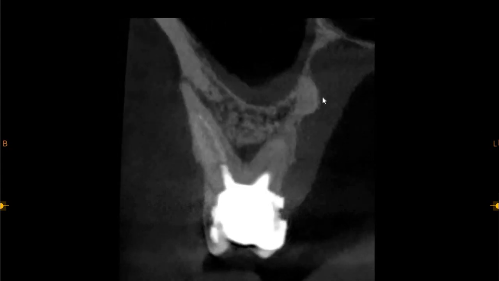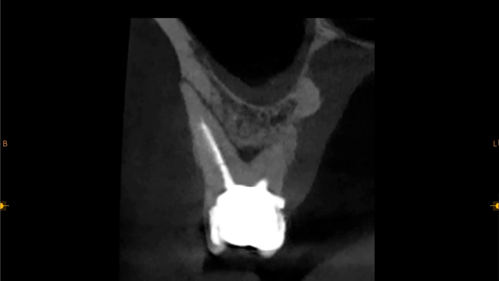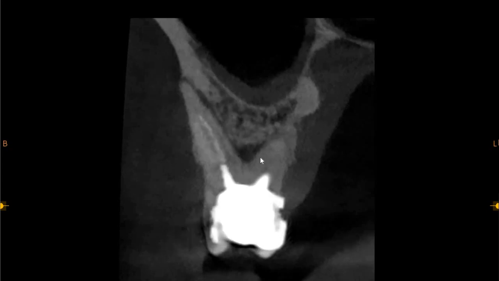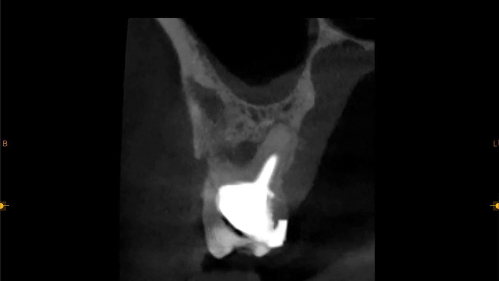The distobuccal canal, we can clearly see this is the distobuccal root. It is also not fully obturated. Approximately the obturation is short by 5.7 millimeters, and we can see that there is a significant PDL widening and involvement of the furcation area, which can be associated with the crack.